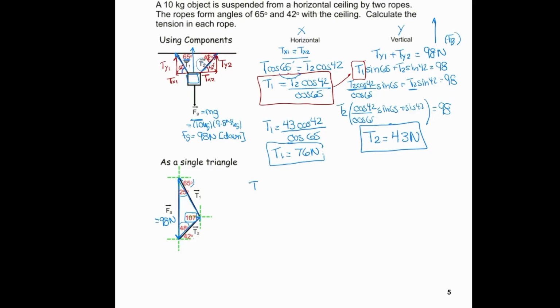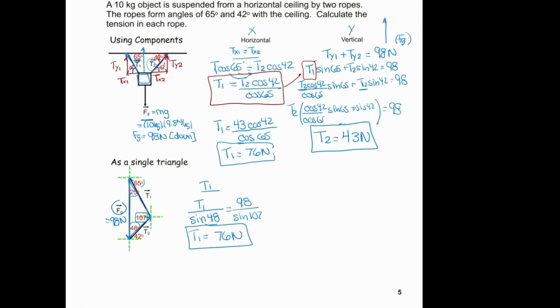Now I can figure out T1 by using my sine law. My tension in rope 1 is opposite to my 48 degree angle. So T1 over sine 48 is equal to my force of gravity here, so 98, all over sine of 107. Rearrange and solve, and that gives us our tension in rope 1 of 76 newtons.